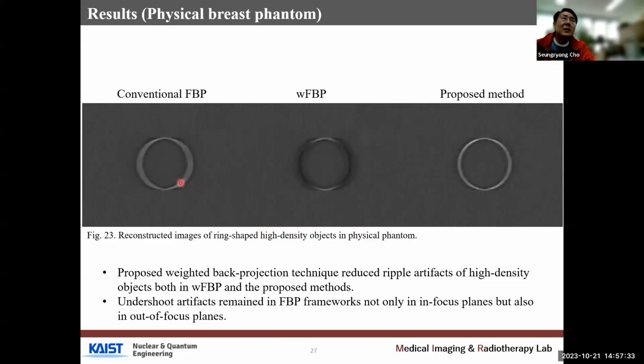Here again, you can see the conventional algorithm shows a lot of ripples. In the in-focus plane there should be a ring, and in other planes there should be no rings. But in the weighted case, you have even more degraded undershoot artifacts showing up here. The proposed method, compared to these two, has successfully removed both the ripple artifacts and the undershoot artifacts.